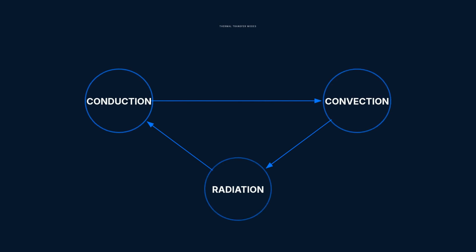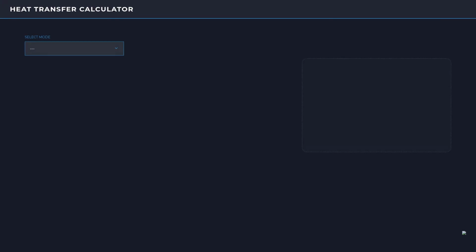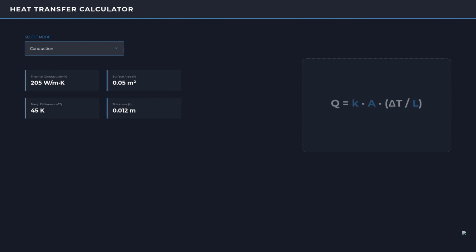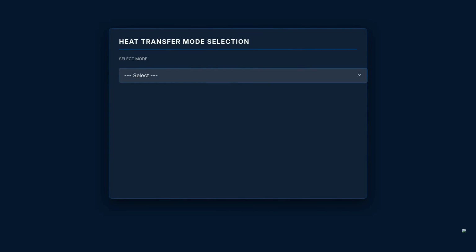Calculate heat transfer rate Q for conduction, or calculate thermal conductivity K, temperature difference delta T, or thickness L for conduction. Calculate heat transfer rate Q or heat transfer coefficient H for convection, and calculate heat transfer rate Q or surface temperature T1 for radiation. For this demonstration, I've selected conduction heat transfer rate Q.